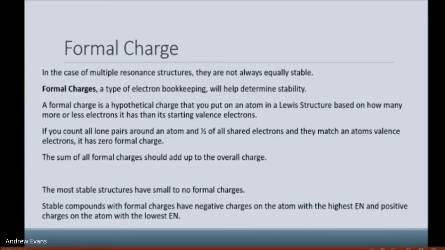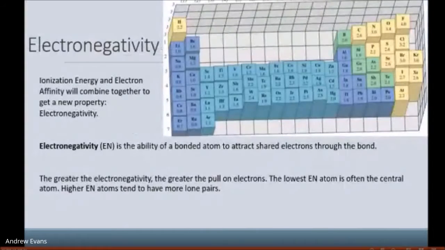However, if you have to give a formal charge and you're trying to determine which one is the best, putting the negative charge on the atoms with the highest electronegativity and the positive on the atoms with the lowest electronegativity is the best option. So if you have the option of putting a formal charge here versus there, you want to go back to that table, where you look at, oh, carbon would be more likely to have a positive charge than nitrogen.